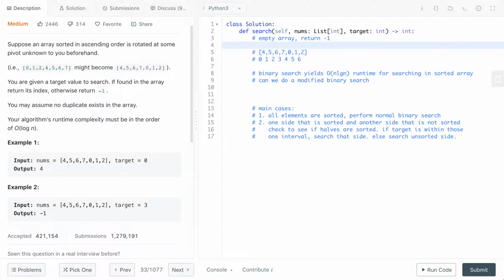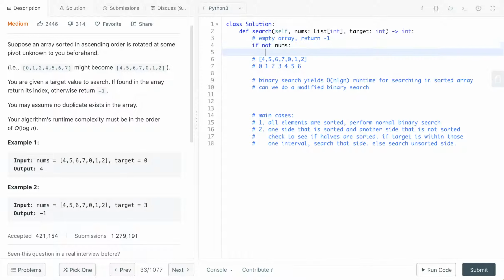And yeah, let's code as we explained through the idea. This is the main idea, so now let's proceed. And so the first thing was to take care of this edge case. So if not nums, so basically if nums is empty, we return -1.